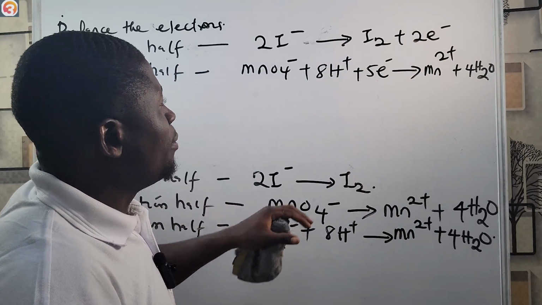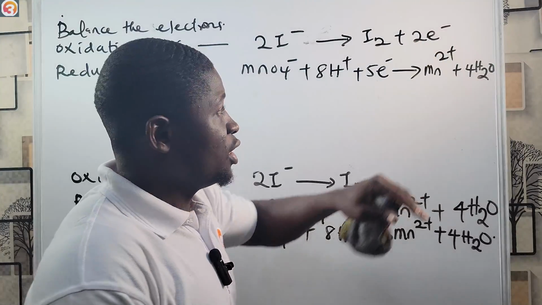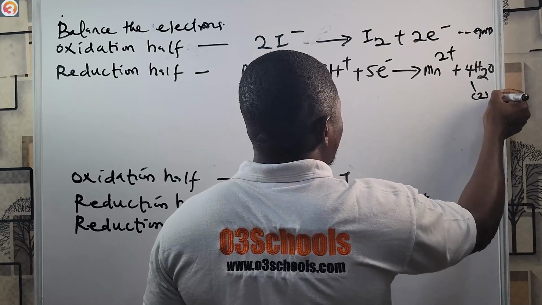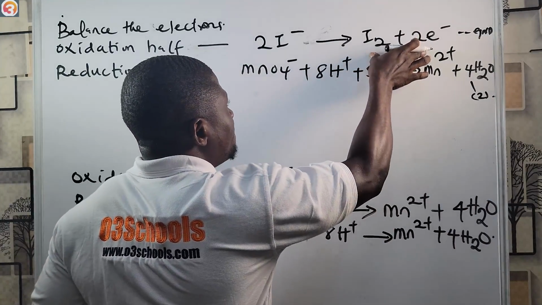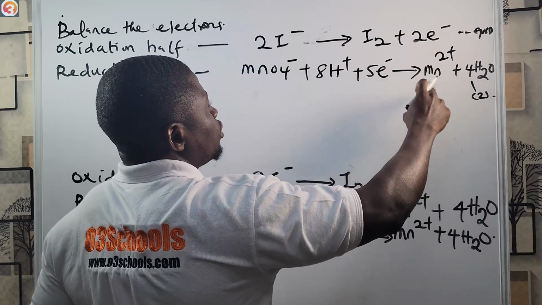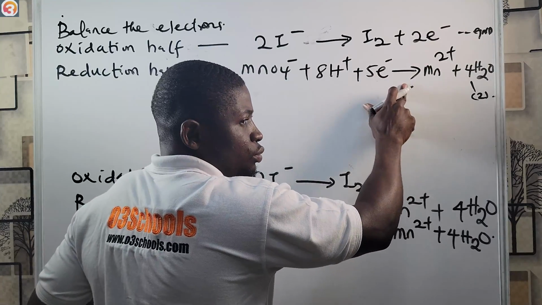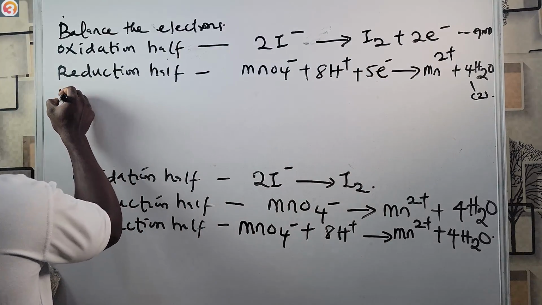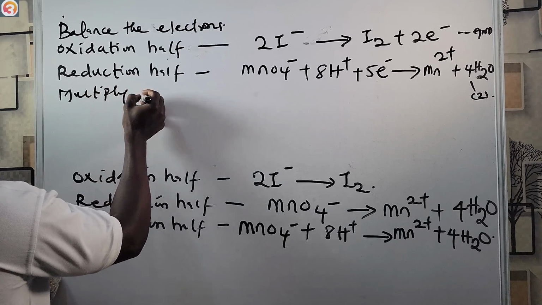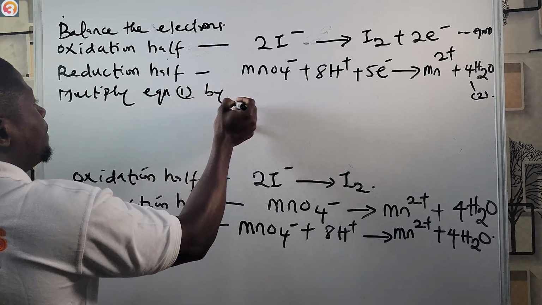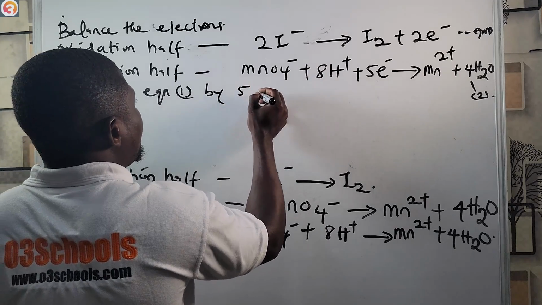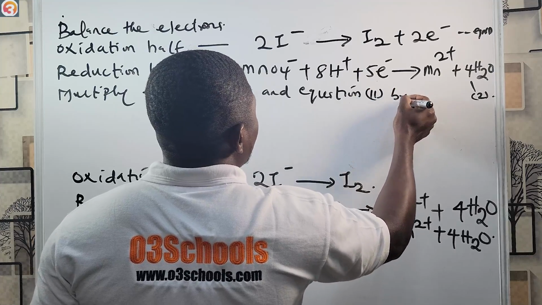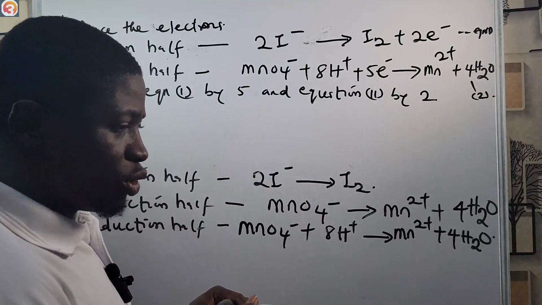So what we do, we can multiply this equation. If we call this one equation 1, for example, and this one equation 2, we can multiply equation 1 by 5 and equation 2 by 2, so that the number of electrons here will be 10, the number of electrons here will be 10. All right. So what we do, multiply equation 1 by 5, and equation 2 by 2, to make the number of electrons the same.